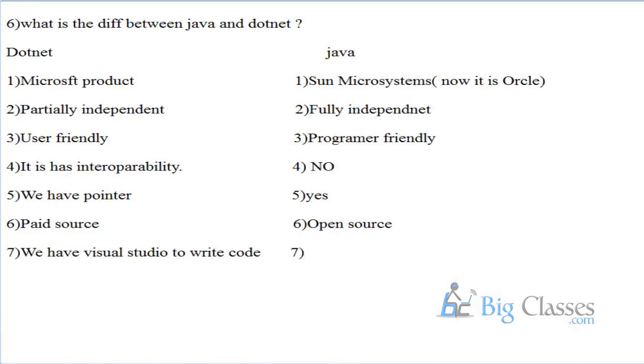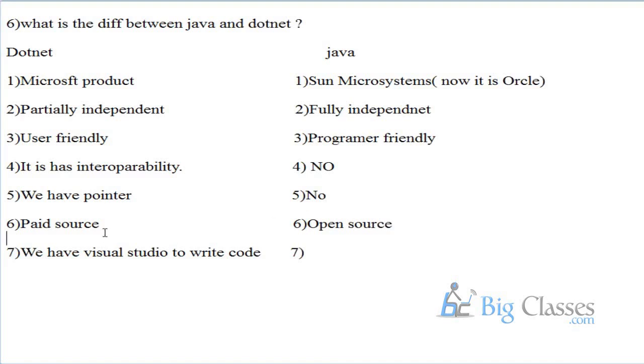I have a question actually. If you go to the 5th point, you mentioned Java has pointers. No, sorry. .NET has the pointers. Java doesn't have pointers. In Java, we have the JVM, Java Virtual Machine, so that concept is taken care of by the JVM. Actually, here I have to say no. Sorry, I missed it. Right.